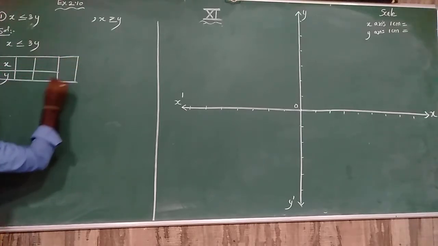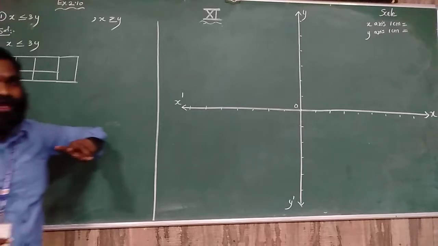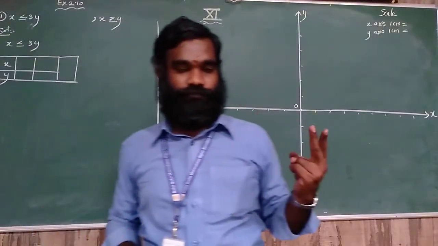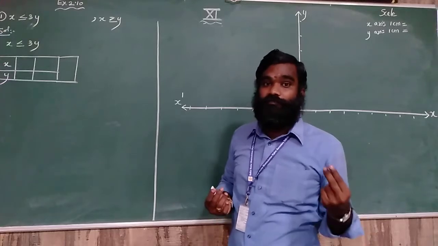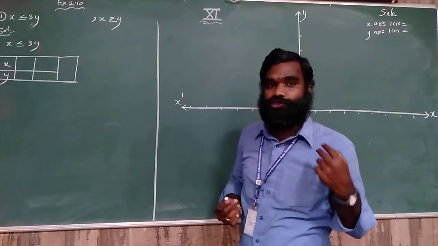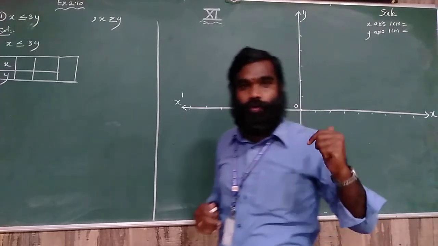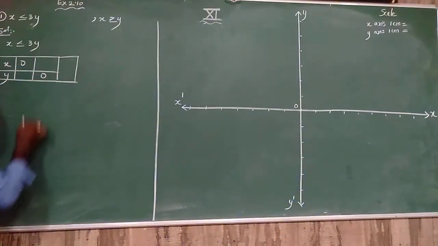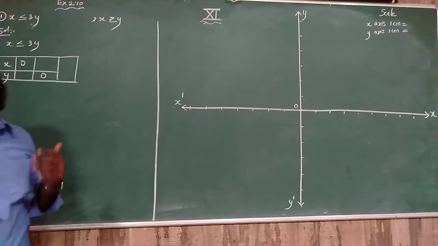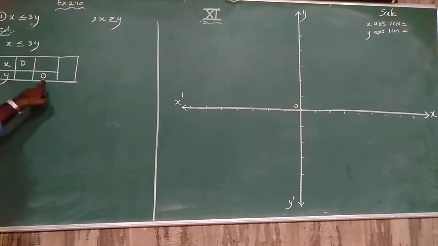To draw a line, 2 points are enough. So I am going to find only 2 points. How am I going to find 2 points? By putting x equal to 0 and y equal to 0, I can easily find the 2 points.